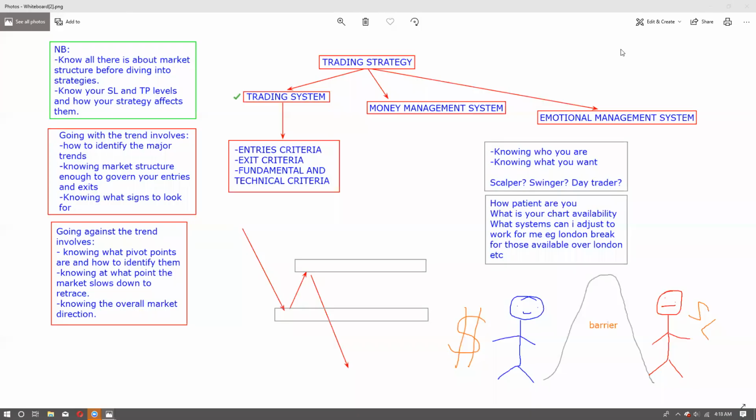So first and foremost, what I would term as a trading strategy. This is the overall approach that someone who is either new to trading or is already trading is using, the approach that they will be using to approach the markets in one way or another, so that they are able to get money out of the markets. So I would break this into three separate systems.